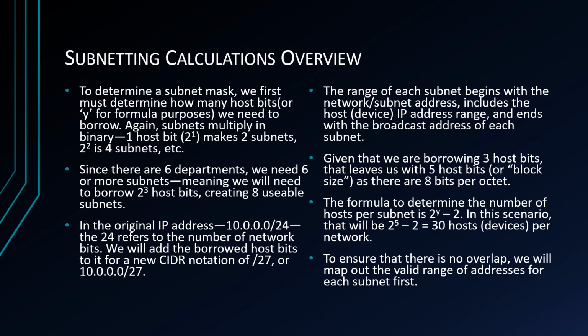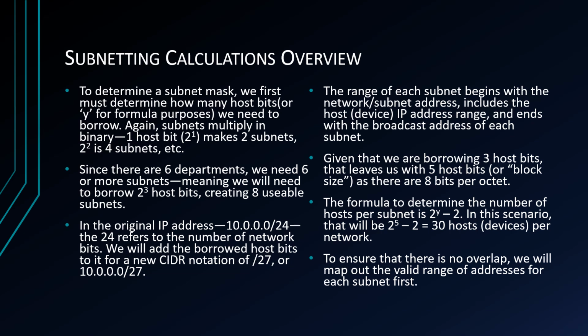In the original IP address, the 24 refers to the number of network bits. We'll add the borrowed bits to it for a new CIDR notation of /27. The range of each subnet begins with the network/subnet address, including the host IP addresses, and ends with the broadcast address of each subnet. Given that we're borrowing 3 host bits, that leaves us with 5 host bits, or block sizes. There are 8 bits per octet. The formula to determine the number of hosts per subnet is 2 to the y minus 2. In this scenario, that'll be 2 to the 5 minus 2 equals 30 devices per network.